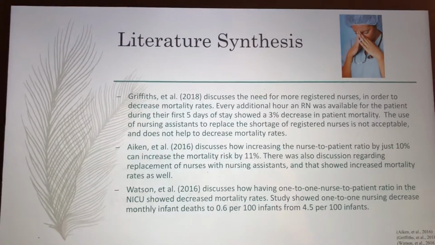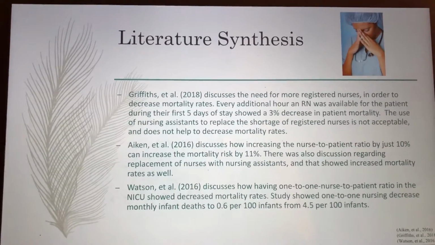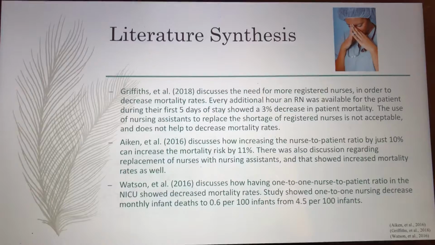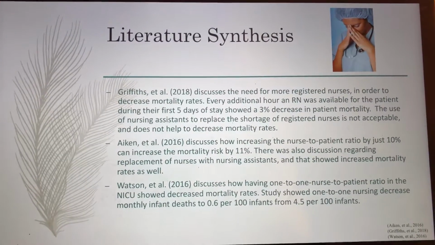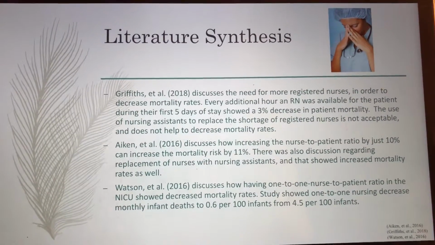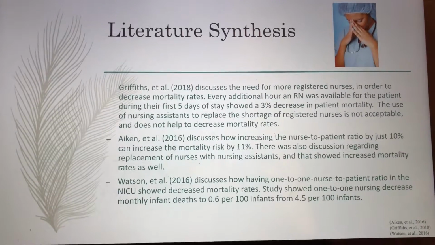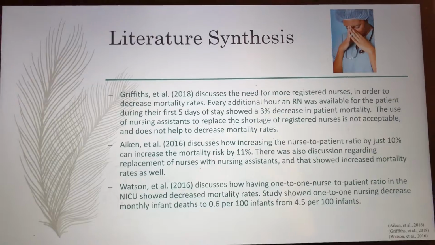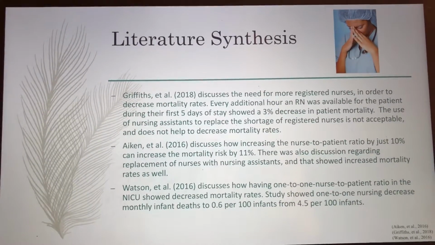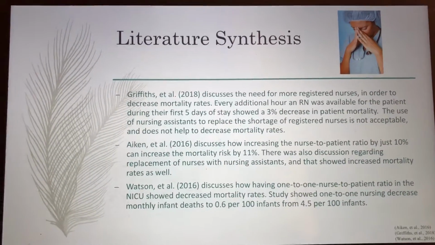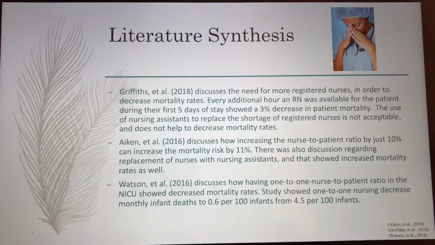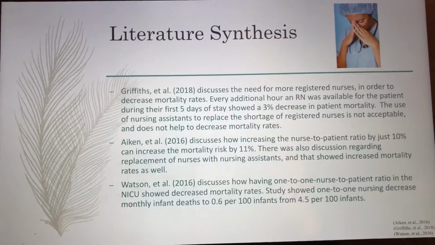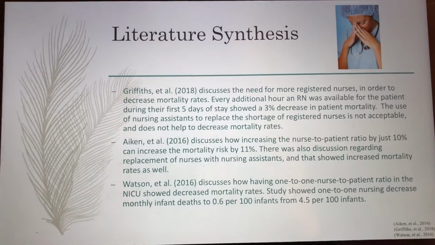And then I went on to Watson, which this study was completed based off of the NICU. And this discussed how having 1-to-1 nurse-to-patient ratio in the NICU showed a decreased mortality rate. The study actually showed that 1-to-1 nursing decreases the monthly infant death to 0.6 per 100 infants from 4.5 per 100 infants. So really having the adequate amount of nurses, especially for these new babies, is really important to decrease mortality risks.